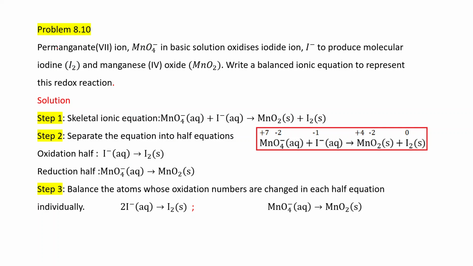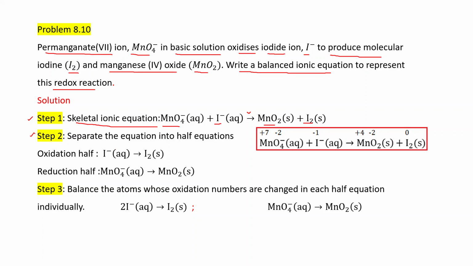Problem 8.10. Permanganate ion, that is MnO4 minus, in basic solution oxidizes iodide ion, that is I minus, to produce molecular iodine I2 and manganese 4 oxide, that is MnO2. Write a balanced ionic equation to represent this redox reaction. Step 1. First write the skeletal ionic equation. Reactants are permanganate ion MnO4 minus and iodide ion I minus, arrow. Then products are manganese 4 oxide, that is MnO2, and molecular iodine, that is I2.